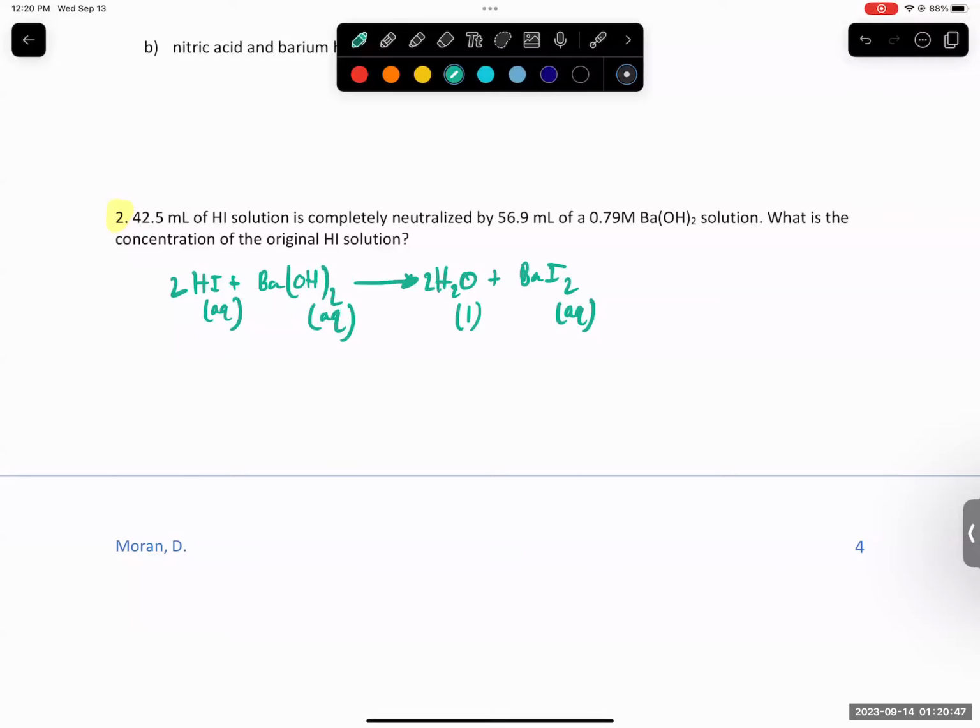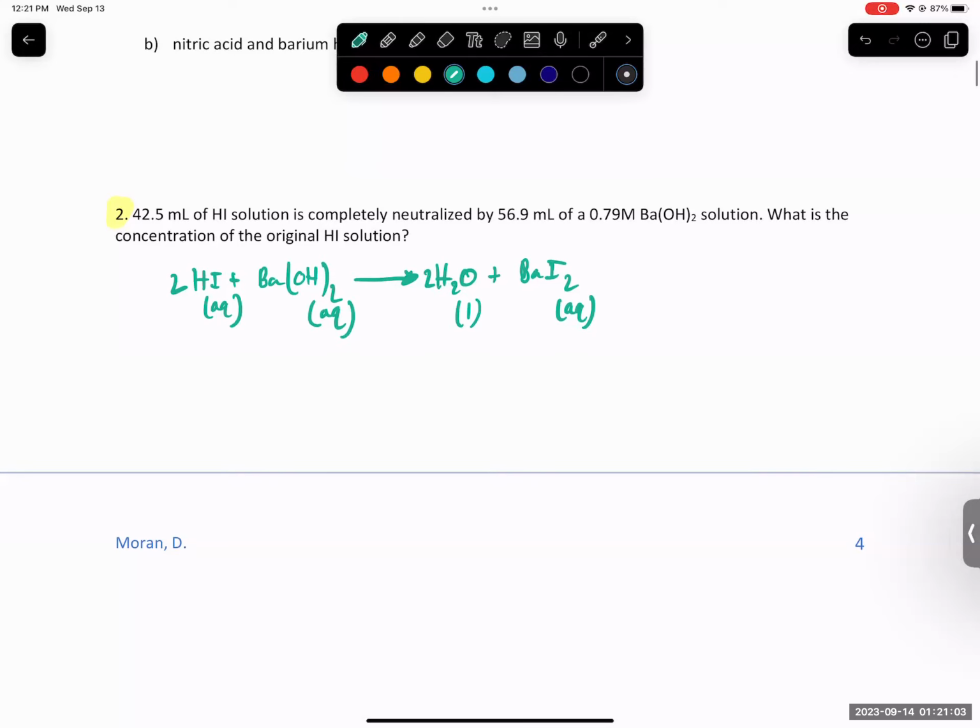So let's see if this is balanced. 4 hydrogens, reactants and products, we're good. 2 iodines, we're good. 1 barium, we're good. And 2 oxygens, good. All right, this equation is now completely balanced.